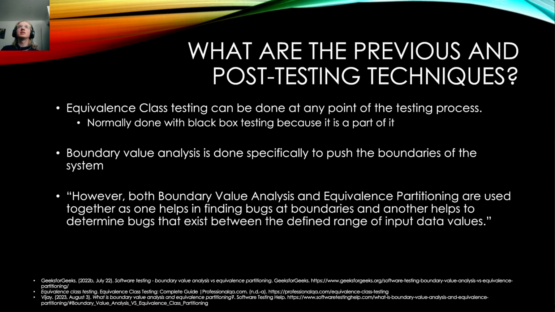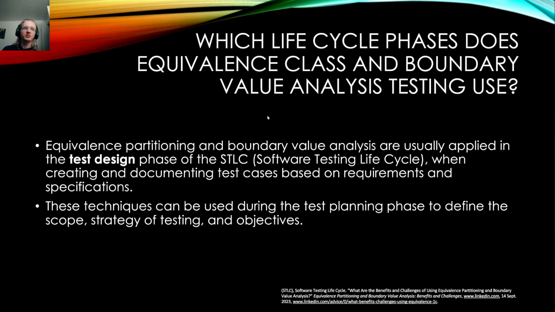So what are the differences between the techniques? Equivalence class testing can be done at any test process, usually done with black box testing. BVA is done specifically to push the boundaries of the system. However, BVA and equivalence partitioning are used together to find bugs and boundaries. One helps to determine what exists between the defined range of the value inputs.